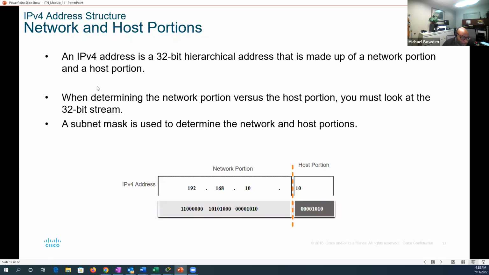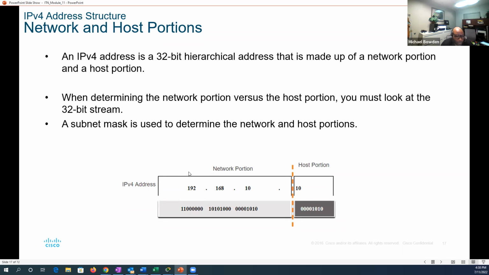So with module 11, you take a deeper dive into the networks and the network addresses. It shows you how you can tell the difference between your network and host portions. Our IPv4 has a 32-bit address. When you break down this 192 into binary, you have 8 bits. Your second octet, 8 bits. Third octet, 8 bits. Fourth octet, 8 bits, which added up is the 32-bit address.